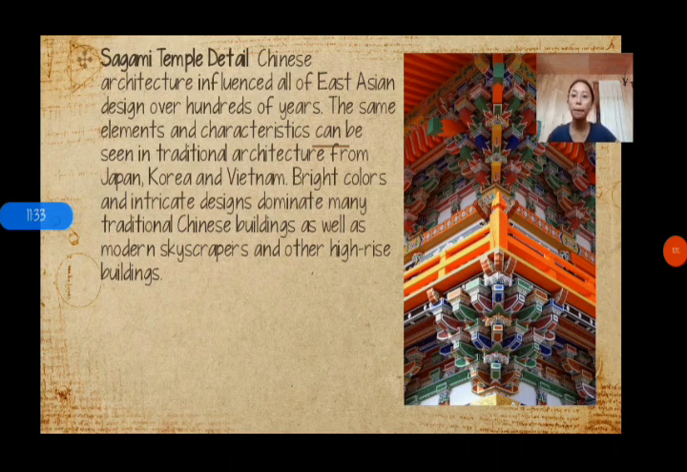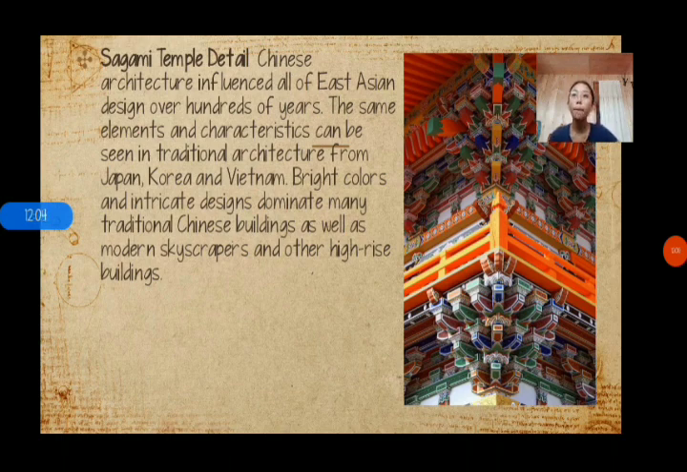So it happened that it influenced other places in East Asia. Those are Japan, Korea, and Vietnam. An example is the Sagami Temple. It has bright colors. As we can observe in the image, its decoration is implicit, such as in Chinese architecture. They had bright colors that dominate many traditional buildings and enhance the look of exposed timbers.